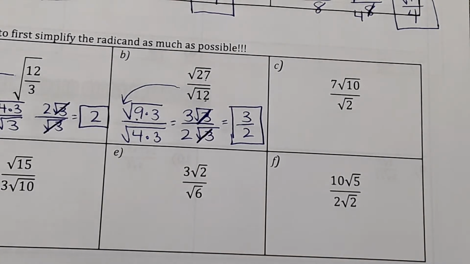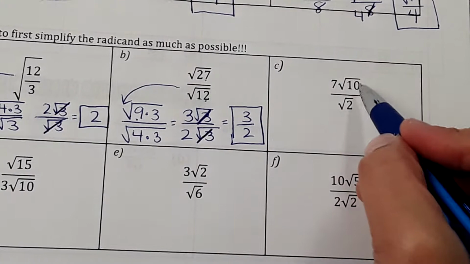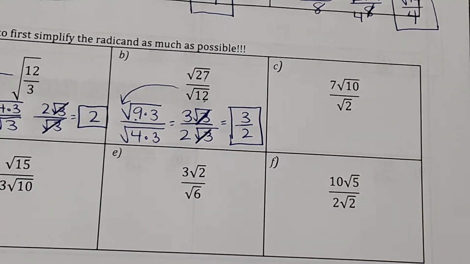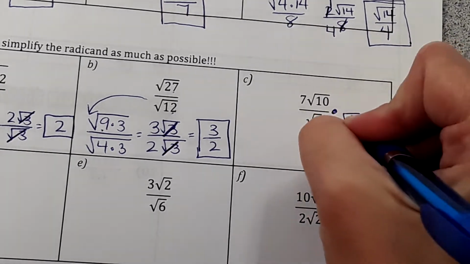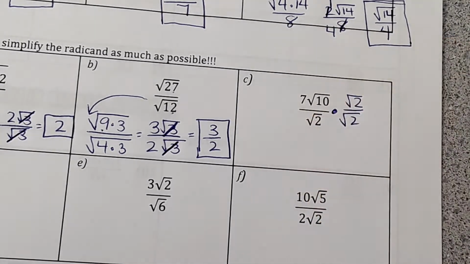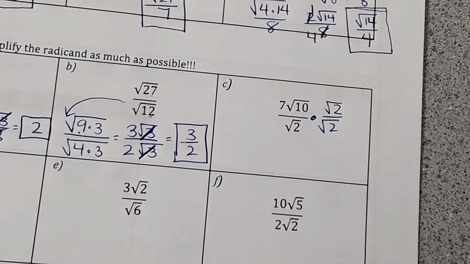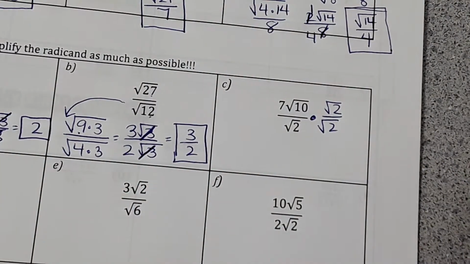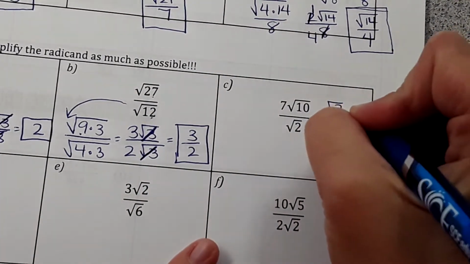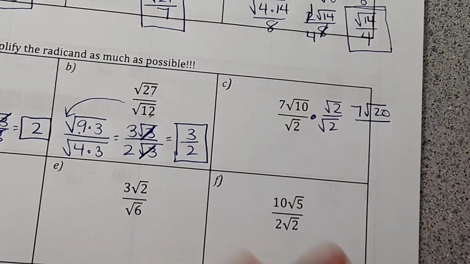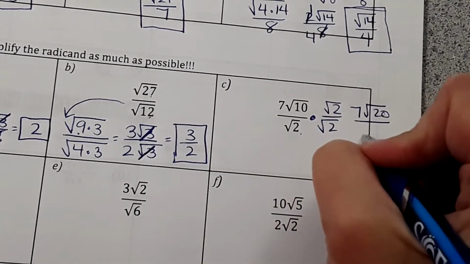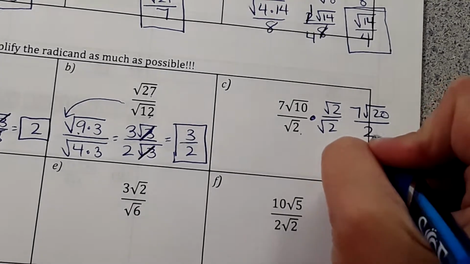C. Okay, so I'm looking for a way to simplify the radicals early, and I can't simplify those. So the first step I'm going to take with this one is just square root of 2 over square root of 2 to get rid of the radical in the denominator. So I get 7 square root of 20 over 2.